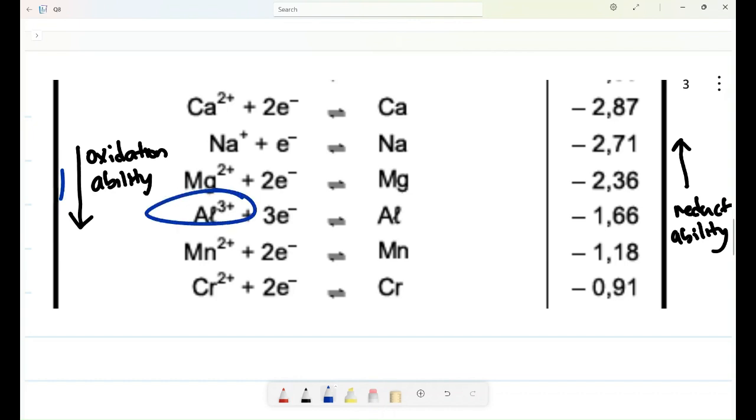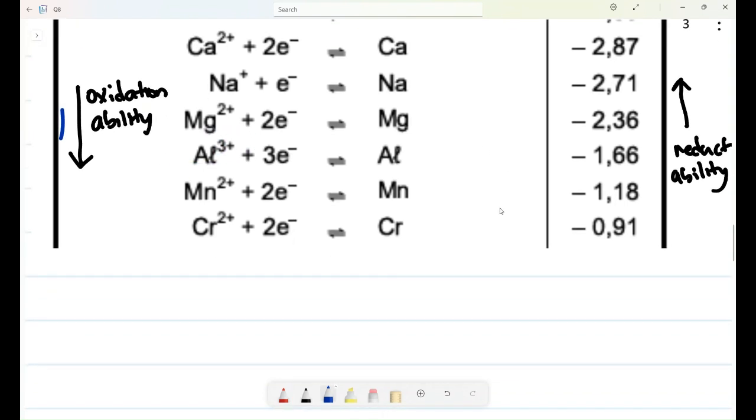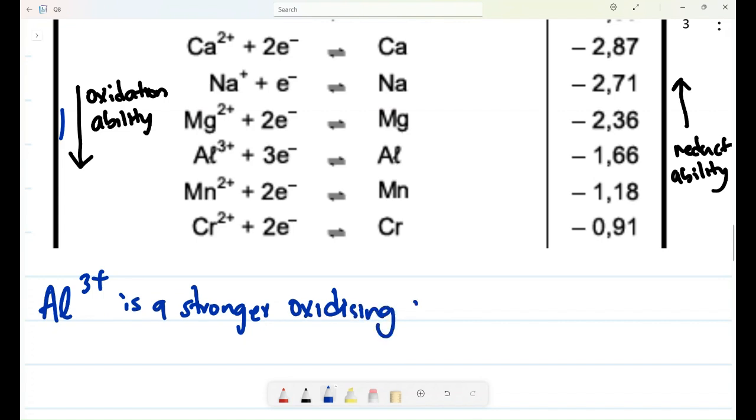So can you see the strength increases as you go down? So it means this one, Al3+, has a what? Let's answer that here. Al3+ is a stronger oxidizing agent. Remember, an oxidizing agent undergoes reduction. Al3+ is a stronger oxidizing agent than Mg2+.